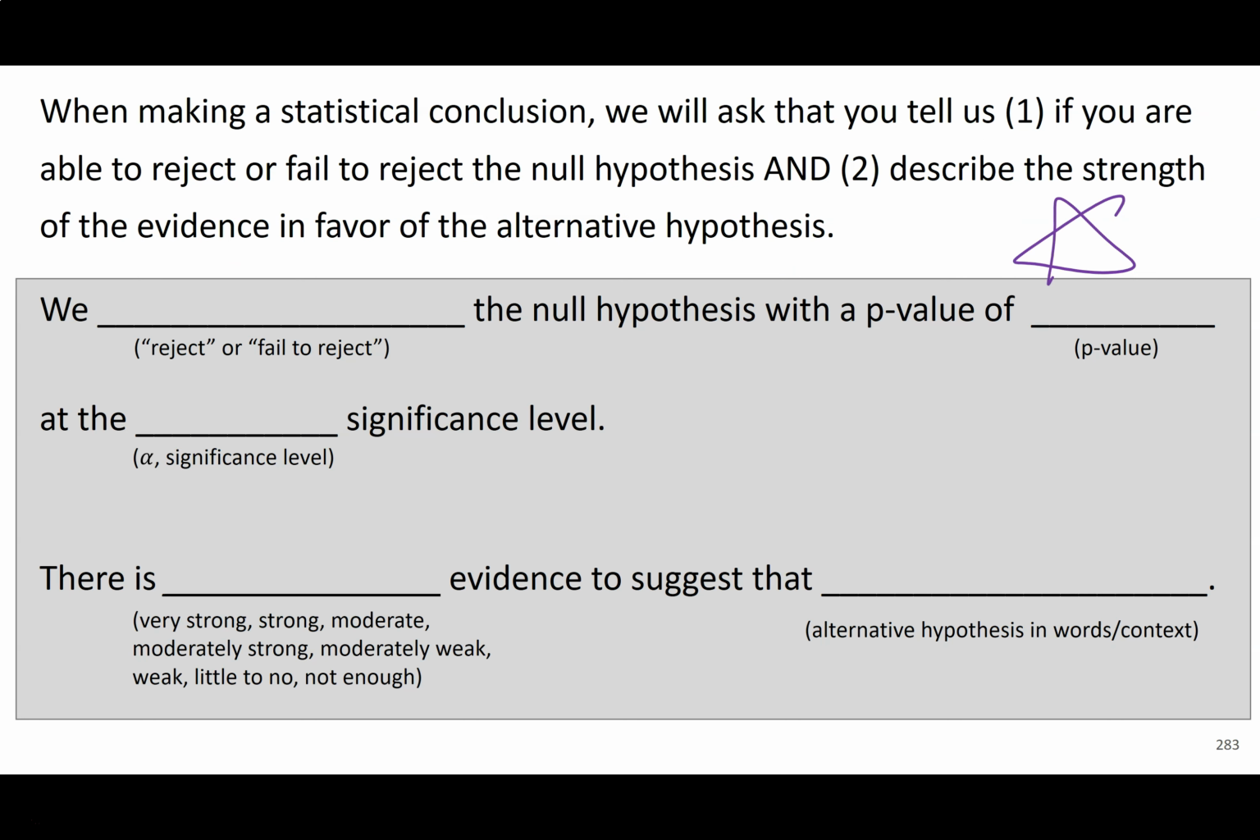So, like I said before, you're absolutely going to want to highlight this slide. It's a two-part conclusion here. So there's the first part where you tell us whether or not you reject or fail to reject the null. You give us a p-value. A lot of times it's quite normal to give the test statistic as well. And then you include the significance level. Then you tell us how strong the evidence is for the alternative in context.